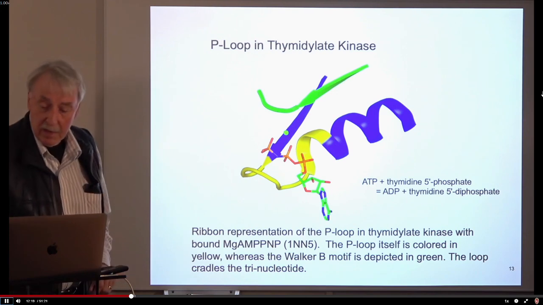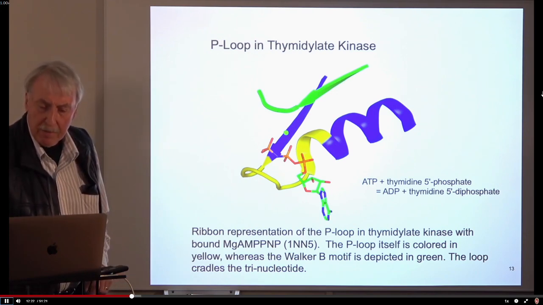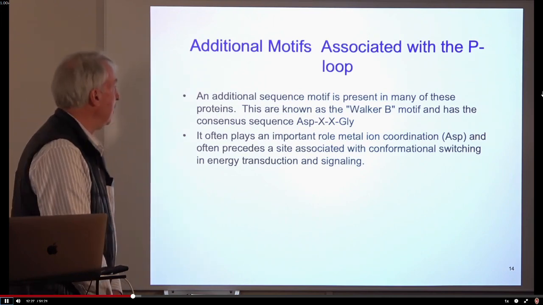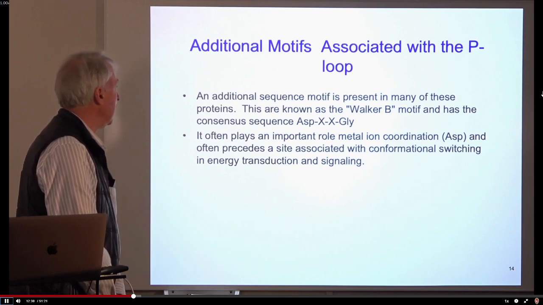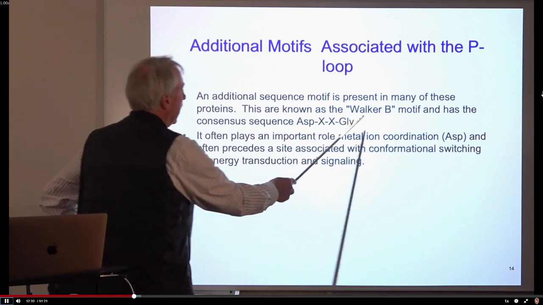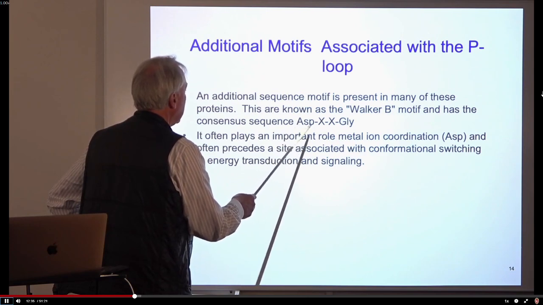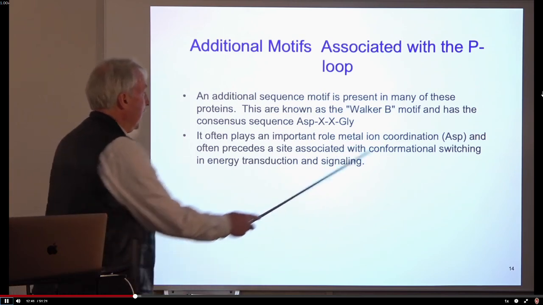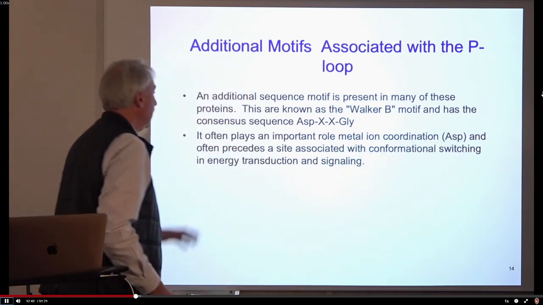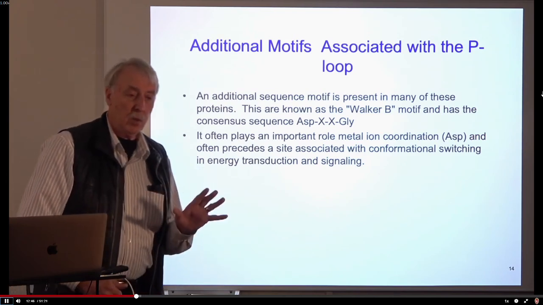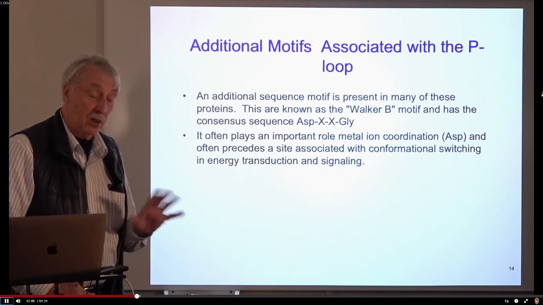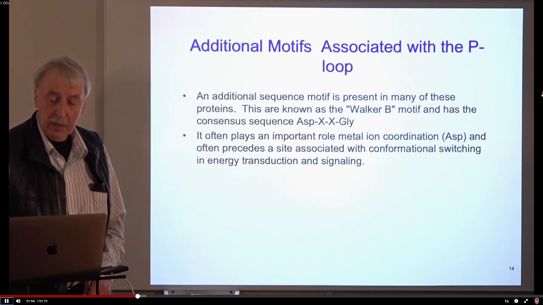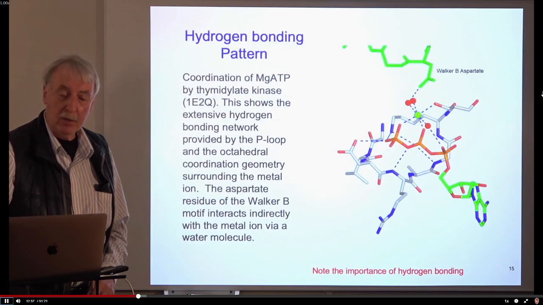We'll talk about the Walker B motif next. Now, there's an additional sequence found in many P-loop containing proteins, and this is known as the Walker B motif. It consists of a consensus aspartate, something, something, glycine. And it plays an important role in metal coordination. That's the aspartate, the negative charge. And it's often involved with conformational switching in those cases where there's a conformational change that happens in the active site. And we'll talk a little bit about that in the next lecture when we talk about motor proteins.